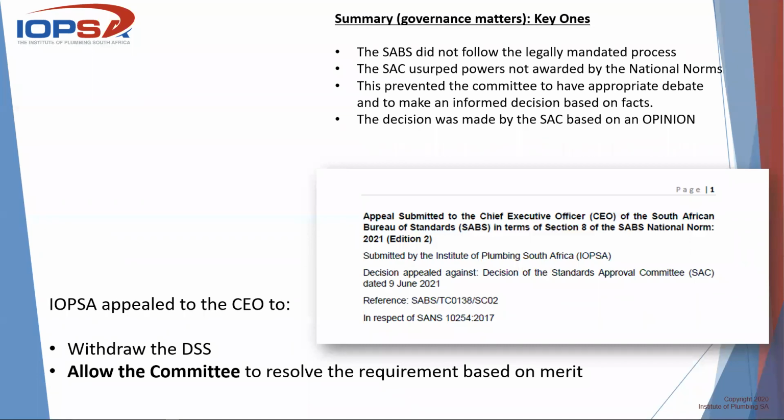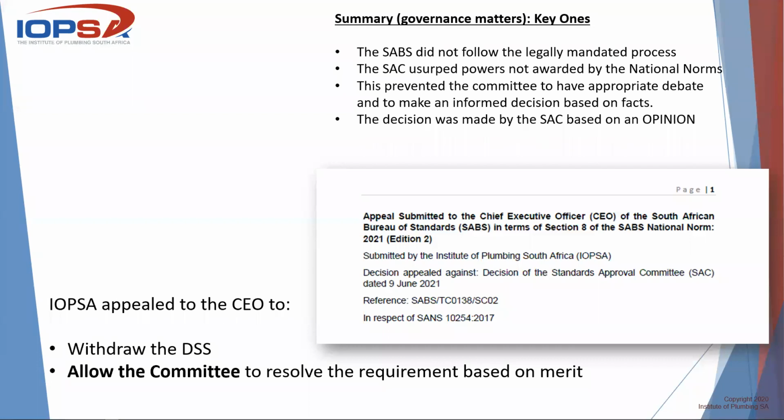And it's very clear that SABS did not follow the legally mandated process, and that the SAC was given powers that are not awarded to them in the national norms. This prevented the committee from having the appropriate debate, to reach some sort of consensus through a decision-based system. The decision was made by SAC based on their opinion, and obviously not taking into account the other legal opinion that we have received.